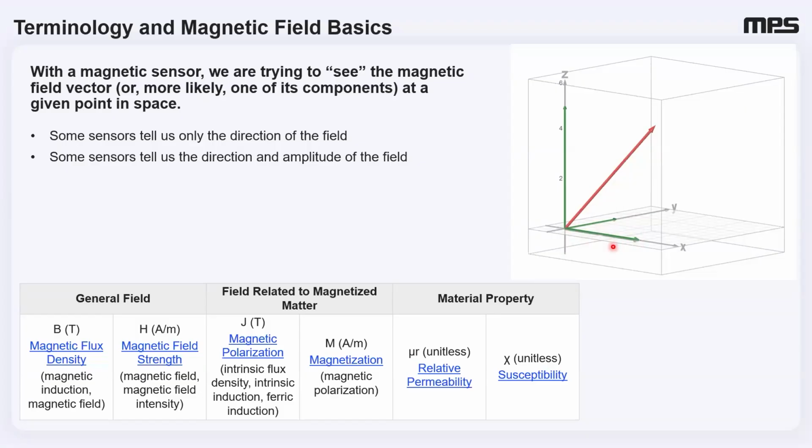Or some sensors may just tell you the amplitude of the field in a given direction. If I've got a single linear Hall cell, depending on how I place it, it may only tell me the amplitude of the Y component of the field. Some sensors will even tell us the direction and the amplitude. We just want to keep that in mind today as I'm talking through sensors, whether they're looking at the direction of the field, the amplitude of the field, or both.